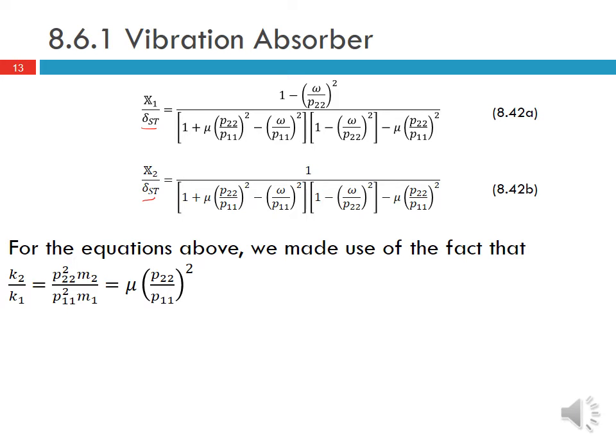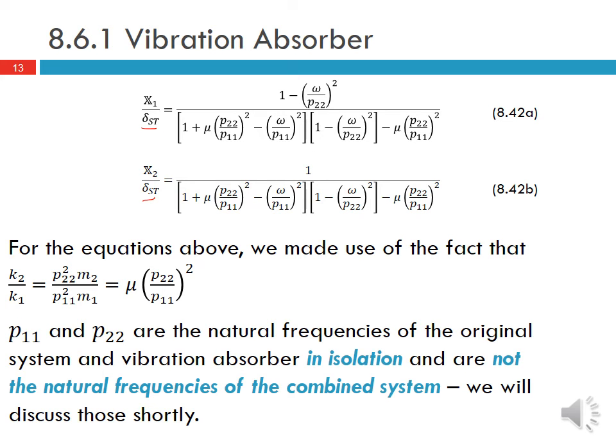In order to get these equations, we made use of the fact that k2 over k1 is equal to p22 squared m2 over p11 squared m1, which is equal to mu times p22 over p11 all squared. Now p11 and p22 are the natural frequencies of the original system and the vibration absorber in isolation. So it's important to note that they are not the natural frequencies of the combined system. We're going to discuss those shortly.